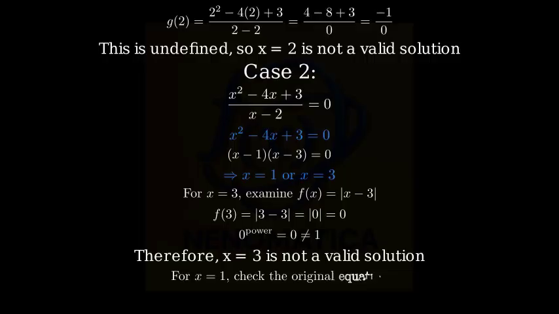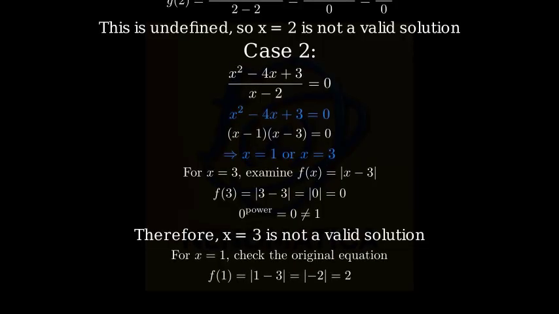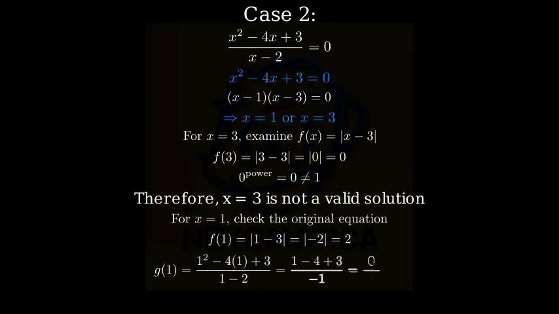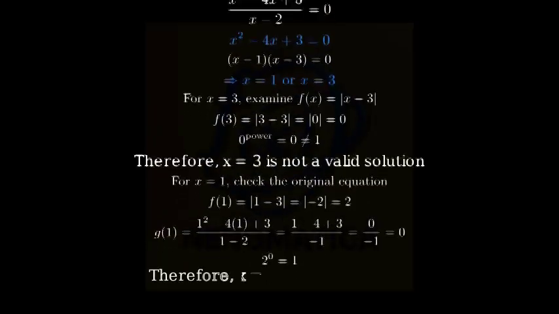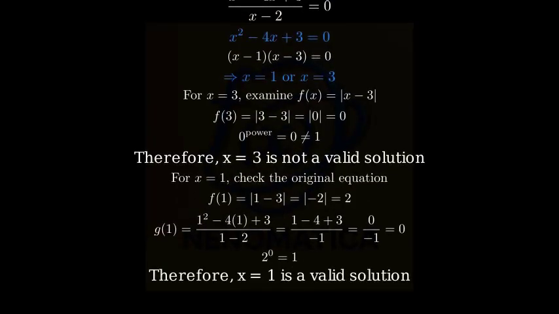For x equals 1, the absolute value of x minus 3 is the absolute value of 1 minus 3, or the absolute value of -2, which equals 2. The exponent becomes (x squared minus 4x plus 3) divided by (x minus 2), which is (1 squared minus 4 times 1 plus 3), all divided by (1 minus 2). This simplifies to 0 divided by -1, which equals 0. So we have 2 raised to the power of 0, which equals 1. This matches our original equation. So x equals 1 is a valid solution.